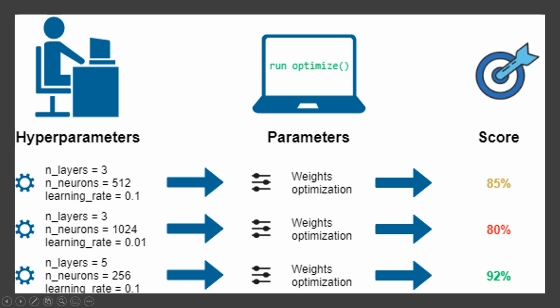When you make changes to these, the changes reflect on the parameters. The parameters are weights and weight optimization. That's what you want to do, right? And when you optimize your weights, your score gets optimized, right? So making changes to hyperparameters makes changes in the parameters, which indirectly changes your score. These are just three scenarios where we have made changes to the number of neurons and the learning rate, and you get different scores here.